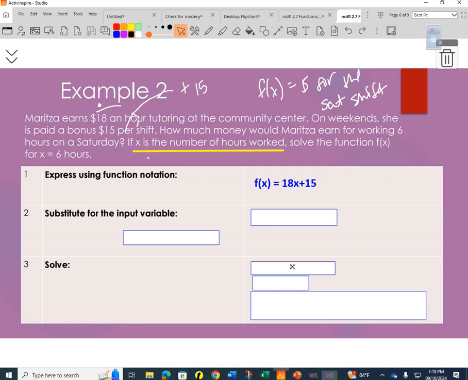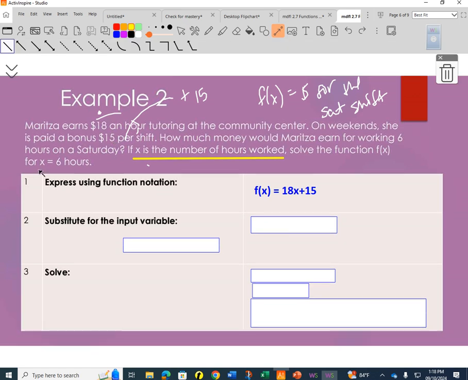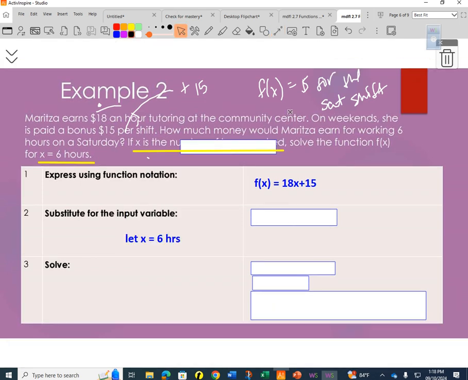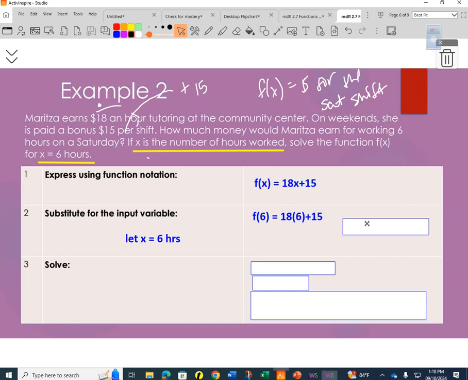Alright, so now we've got that, that's our function. Now it's just substitute for the input values. So they wanted us to evaluate the function when X is 6, or 6 hours. We have to know that's what that means. Now we're going to write F of 6 instead of F of X, because that's what we're plugging in the X spot. So 18 times 6 plus that flat $15. Very good. Now we're going to simplify.